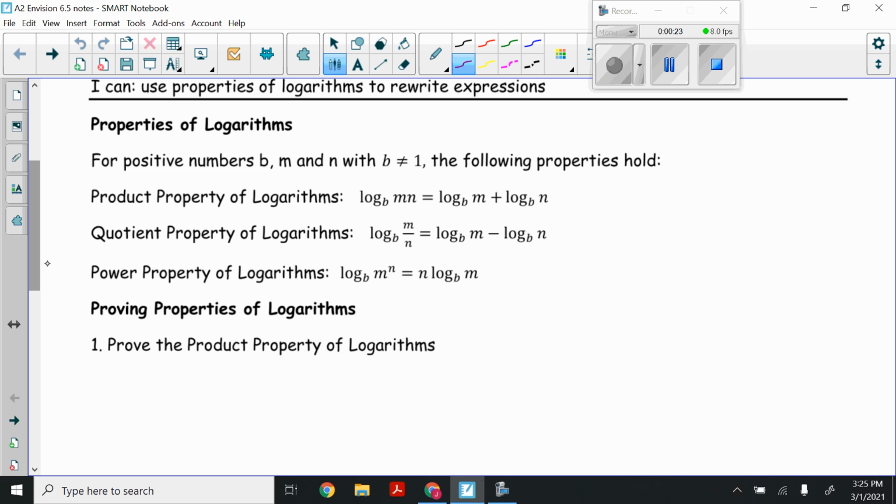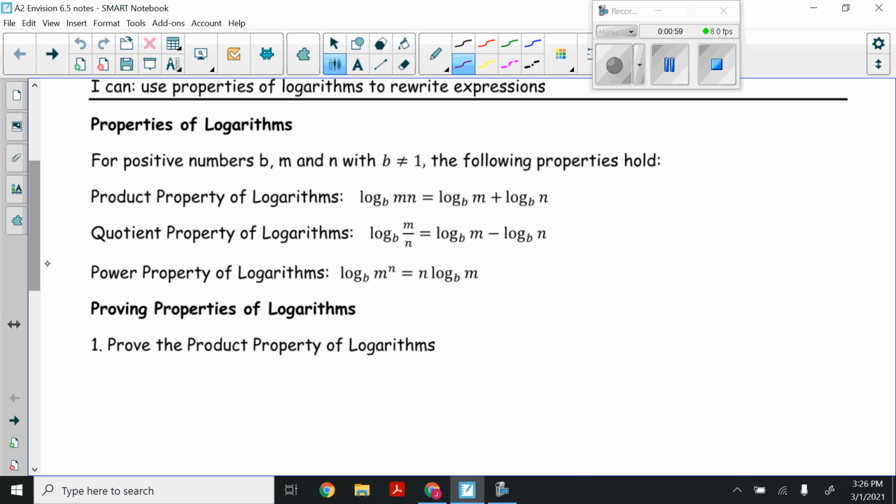The product property of logarithms says that the log base b of m times n is equal to the log base b of m plus the log base b of n. So two logarithms added together that have the same base, all I have to do is multiply. I can write that as one logarithm, multiply the two things that they were asking me to take the log of. The quotient property of logarithms says that the log base b of m divided by n is equal to log base b of m minus log base b of n.